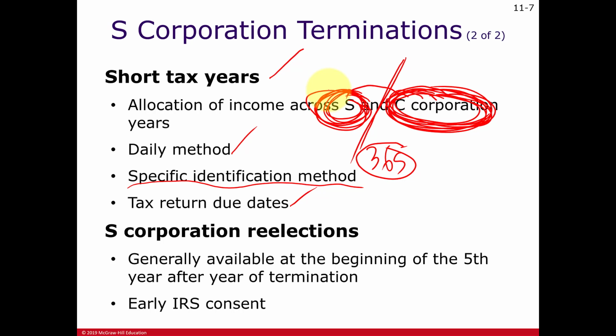If for some reason your S election gets terminated, you cannot choose or elect to be an S corporation again until 4 years have passed. Here you can start off in the 5th year. The IRS may give you permission to get an earlier S election in effect if for some reason some kind of mistake was made, and not really to terminate it on purpose for saving taxes.